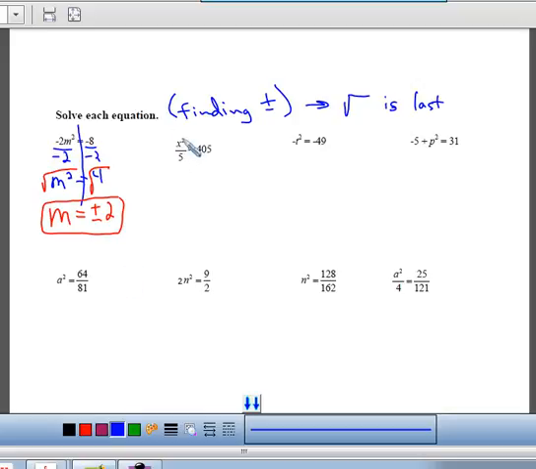Okay, the next one, this time we have x squared over 5 equals 405. So my first step is I'm going to multiply both sides of the equation by 5. And I'll get x squared equals 2025. Now I need to take the square root to undo the x squared. Oh, by the way, I should draw a train track because we are solving an equation. And x equals, so if you take the square root of 2025 on a calculator, you'll get 45.